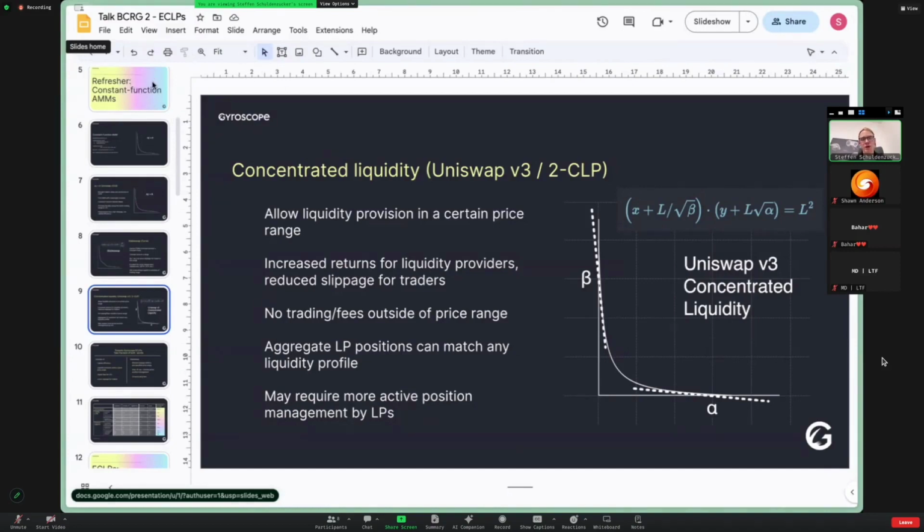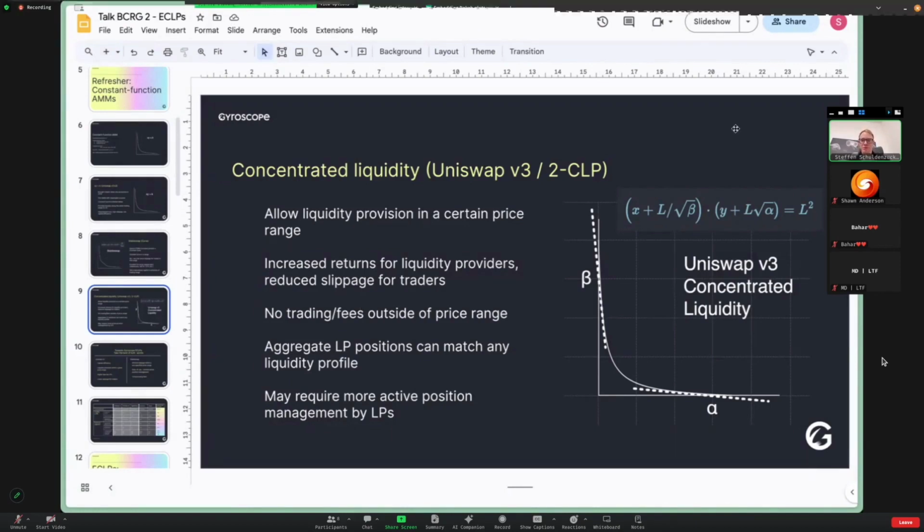And now if we combine multiple of these curves with different price ranges, we get Uniswap V3, where someone can just create what is then called either a tick or a position. And you basically create one such curve. All of these curves are added together, and that gives the trading curve of the whole pool.